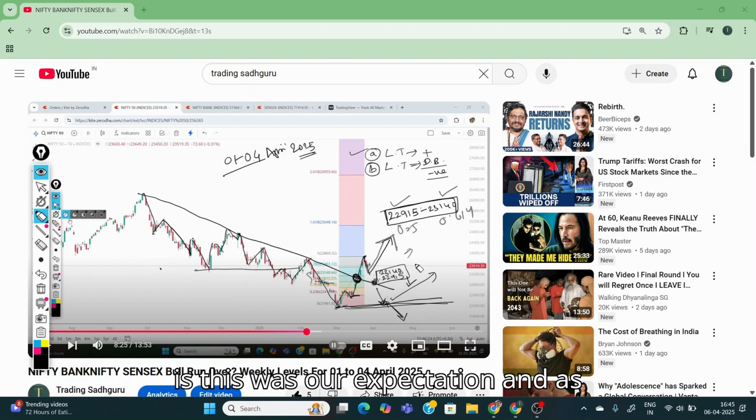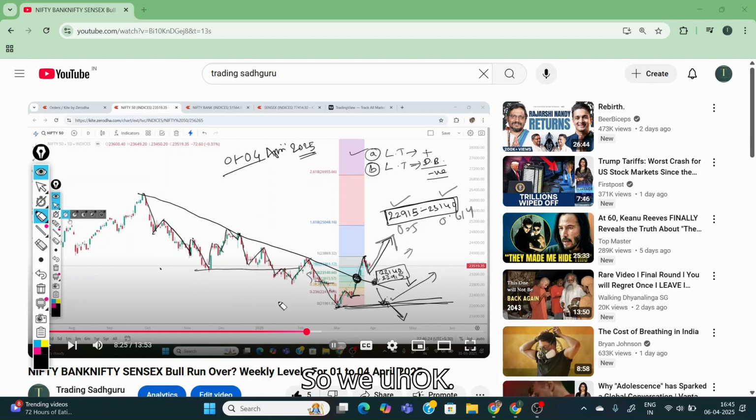This was our expectation, and as expected, the Liberation Day tariffs imposed by the U.S. president are going to come into effect in the coming week. China has already announced retaliatory tariffs, and we may expect some sort of retaliation from other countries, or even a revision in the tariffs from the US side. So it is going to be a very uncertain week, the coming week.